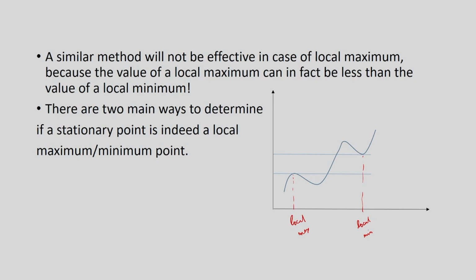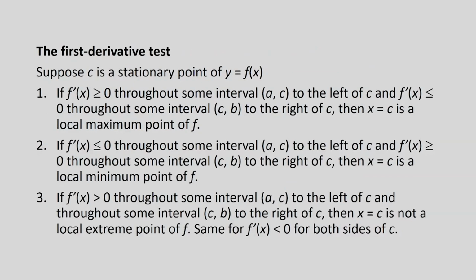There are two main ways to determine if a stationary point is indeed a local maximum or a minimum point. So, this is just like the previous case of global maximum or minimum. In case of local extreme points also, there could be two main methods to determine the maximum or minimum. Suppose C is a stationary point of y equal to f of x. That means f dash of C is equal to 0.